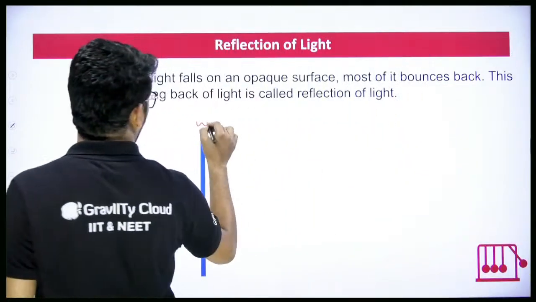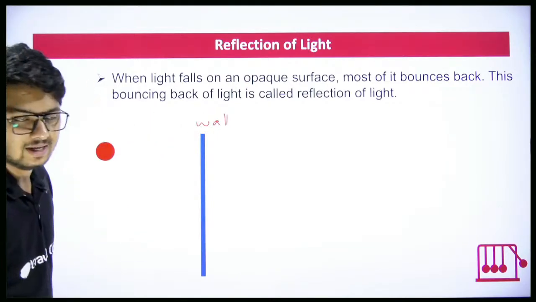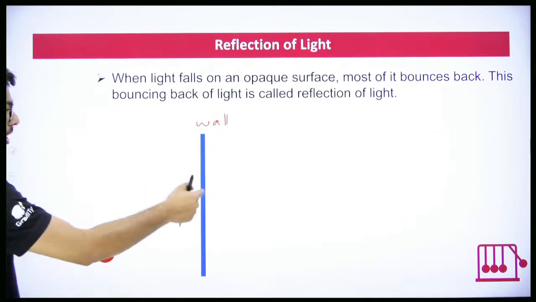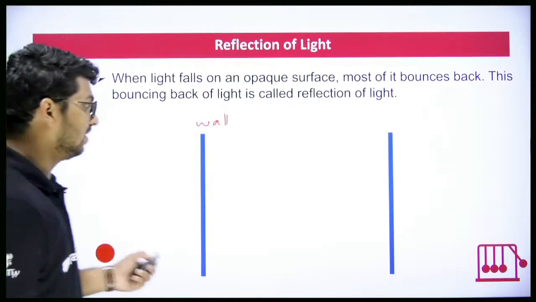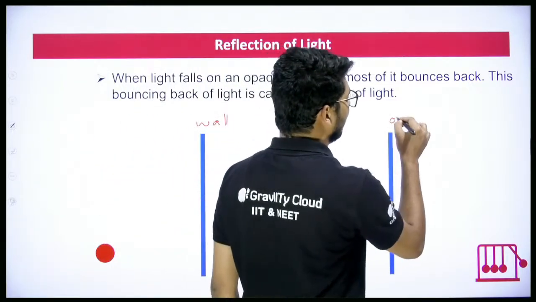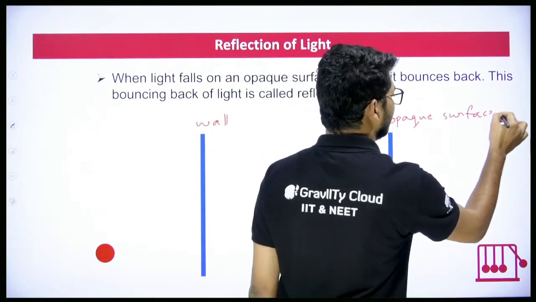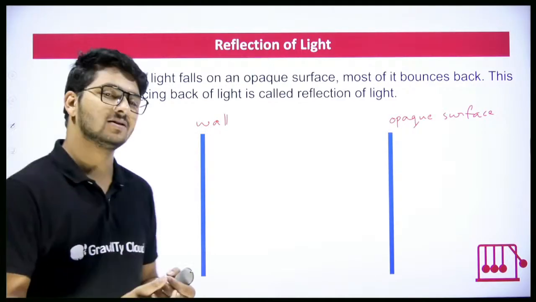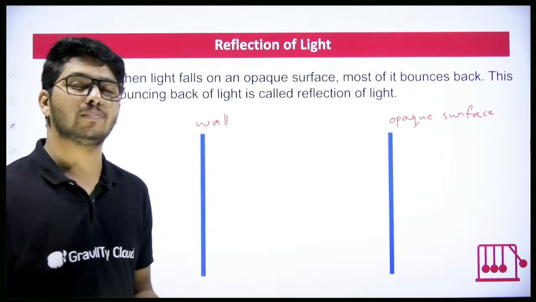Let's say you have a wall, and we'll take a ball and throw it on the wall, and let's see what happens. The ball bounces back, yes or no? Similarly, if I take an opaque surface, now why are we only considering an opaque surface? What does an opaque object mean? It means these objects do not allow light to pass through them.